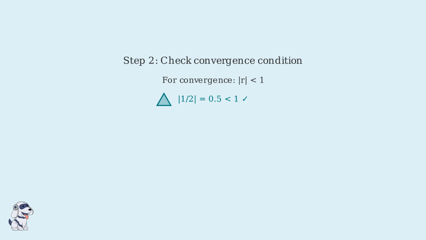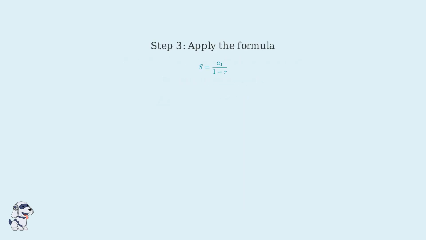For an infinite geometric series to have a finite sum, the absolute value of the common ratio must be less than 1. Since the convergence condition is satisfied, we can apply the infinite geometric series formula. The sum equals a1 divided by 1 minus r. Now we substitute our values step by step. S equals 1 divided by 1 minus 1/2, which simplifies to 1 divided by 1/2, giving us a final answer of 2.